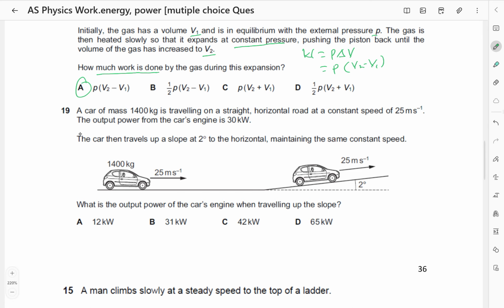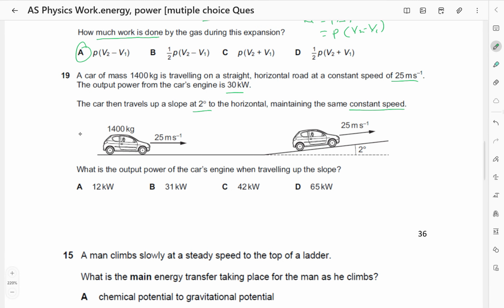A car of mass 1,400 kilograms is traveling on a straight horizontal road at a constant speed of 25 meters per second. The output power from the car's engine is 30 kilowatts. The car then travels up a slope at 2 degrees to the horizontal, maintaining the same constant speed. What is the output power of the car's engine when traveling up the slope?